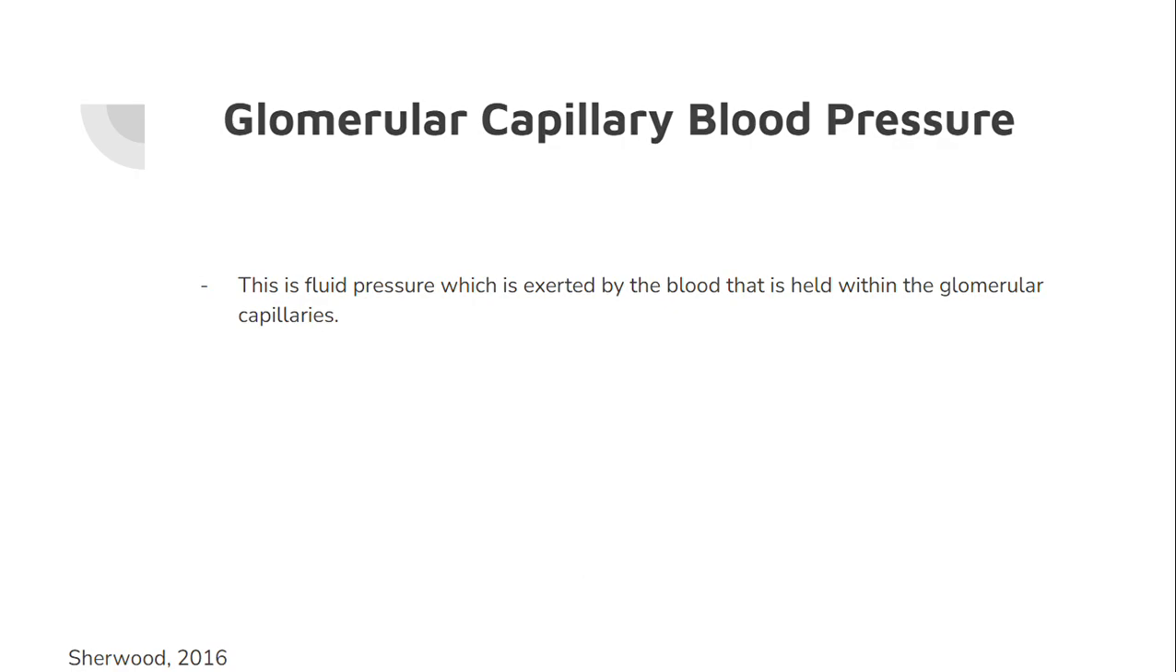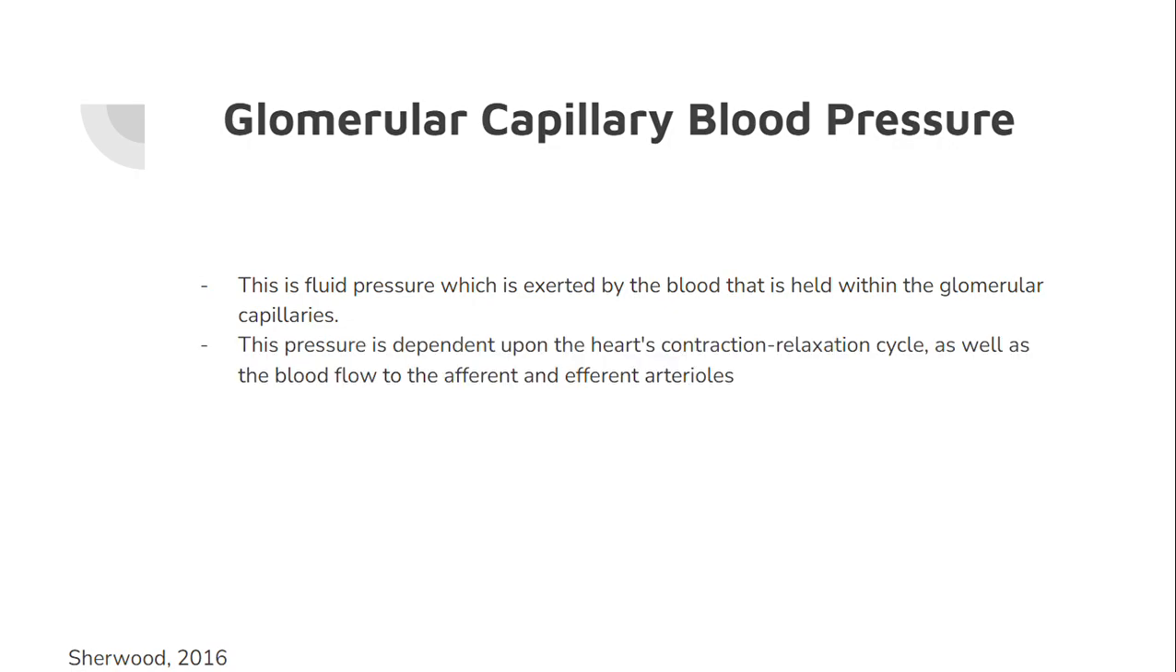Now, the glomerular capillary blood pressure is the fluid pressure that blood is exerting when it's held within those glomerular capillaries. This pressure is dependent upon the heart's contraction relaxation cycle, so it depends on the heartbeat. And it also depends on the blood flow into the afferent and efferent arterioles. The pressure here is going to be about 55 millimeters Hg, which makes this actually higher than other capillary pressures. Between the three forces that are moving the fluid, this one is the highest.